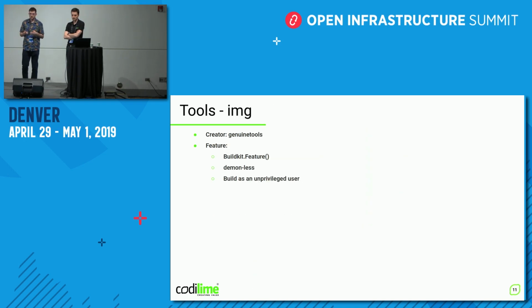And there is img. img is just BuildKit, but it allows you to build without root privileges. As far as I know, it matters in a few projects with Kubernetes.